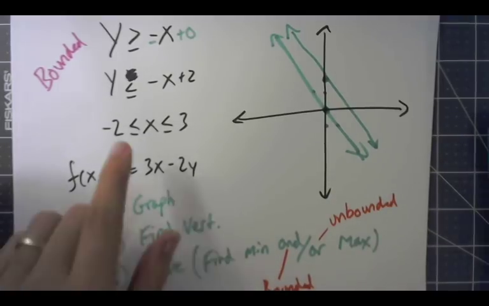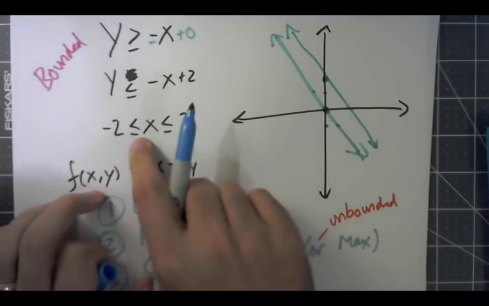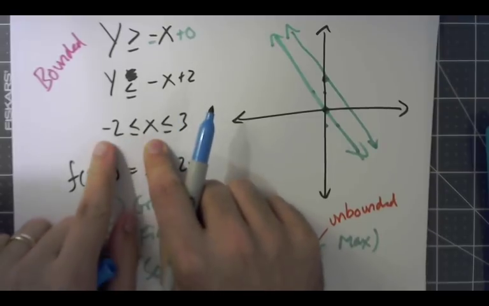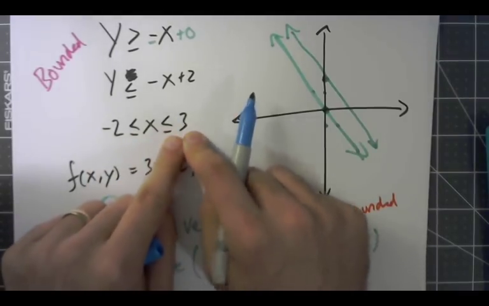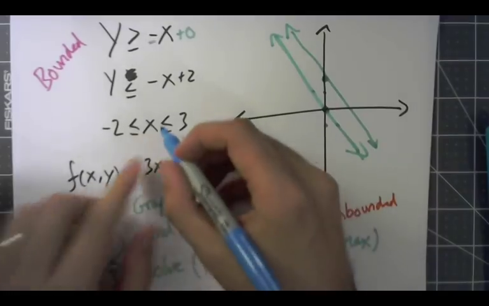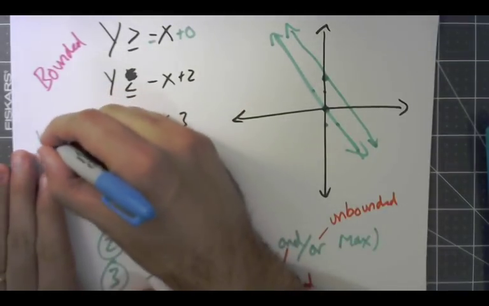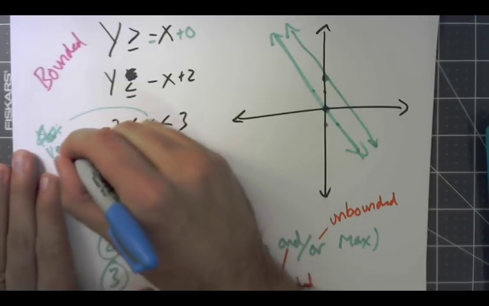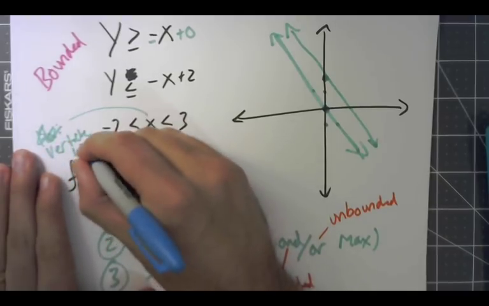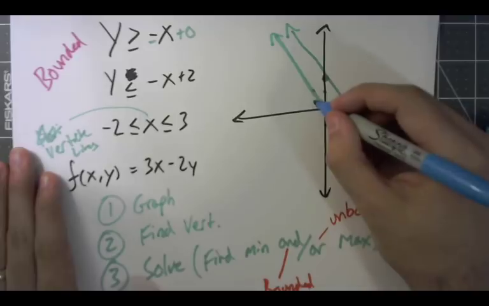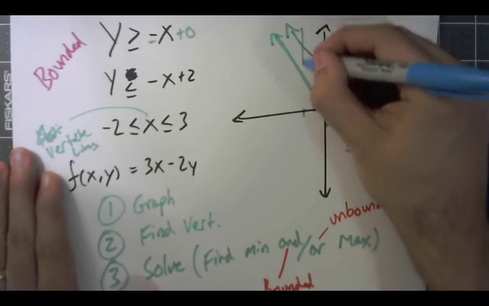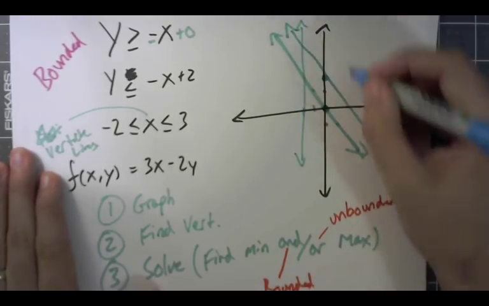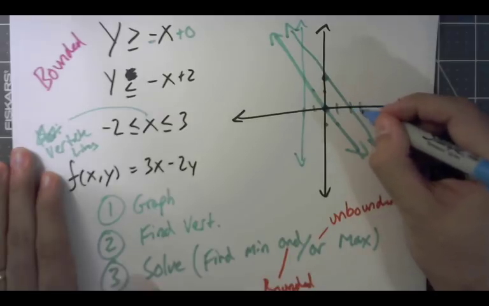And then this one, we have x is greater than or equal to -2, but less than 3. What this is saying, remember, x's are going to be vertical lines. So we have one vertical line at -2 and one vertical line at +3.